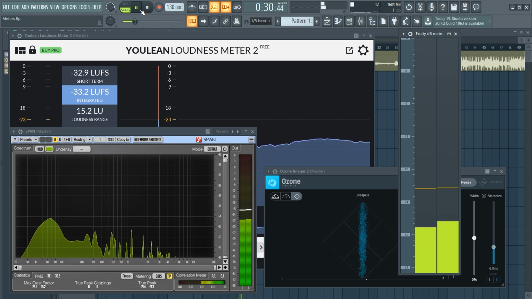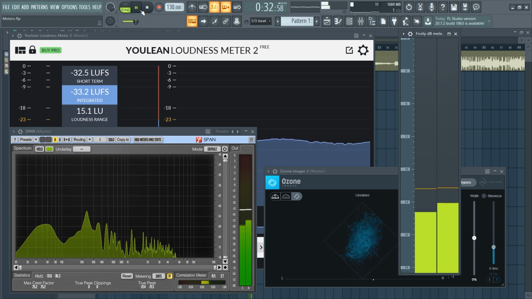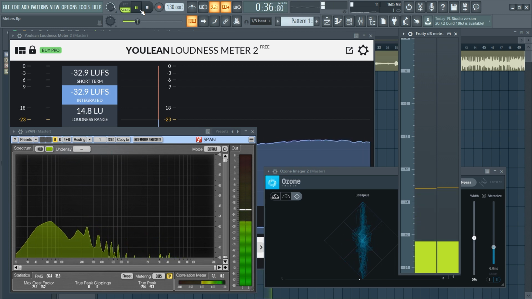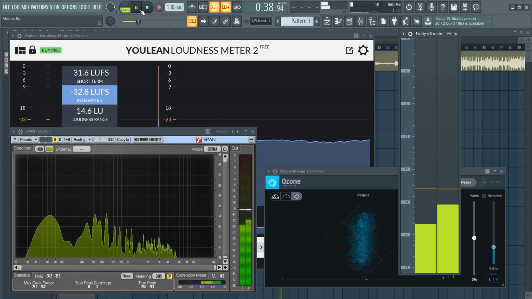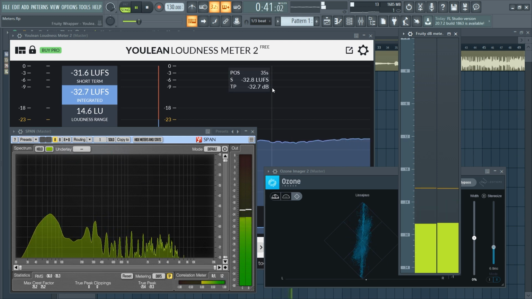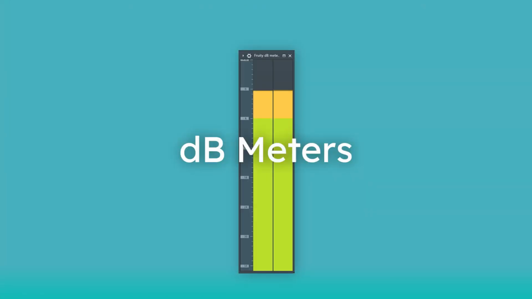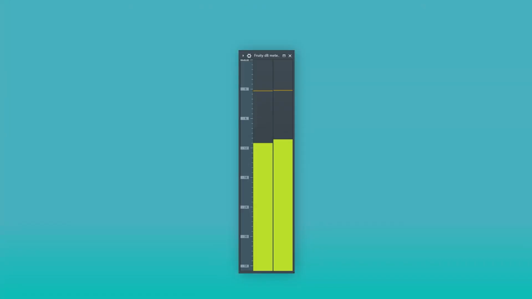For example, you can know where you should place an EQ, where to use a compressor, or pan your sounds left and right. And the greatest thing is these plugins are actually available for free, which is really cool. So let's get started. So let's start with the most basic meter, which is a levels meter or a dB meter.